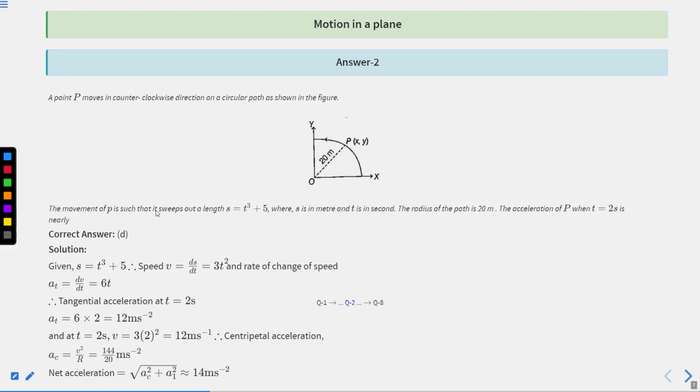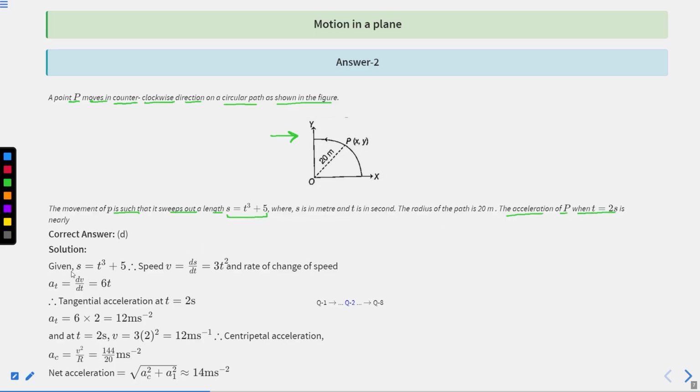Let's find the solution. Point P moves in an anti-clockwise direction on a circular path as shown in this figure. The movement of P is such that it sweeps out a length s as given in the question. We have to find the acceleration of P when t equals 2 seconds.